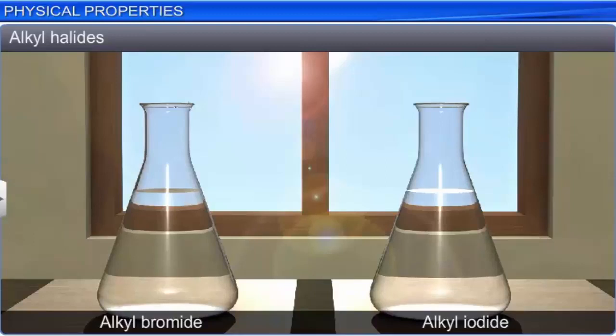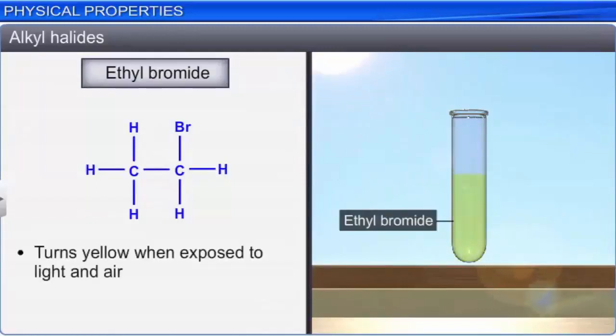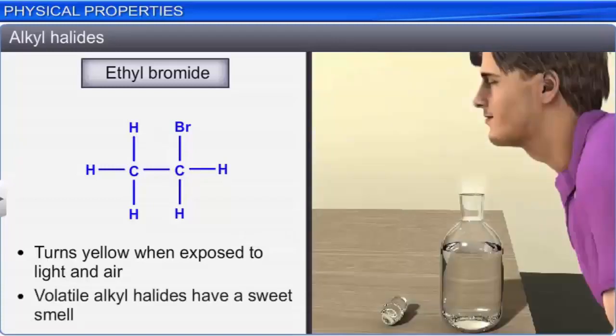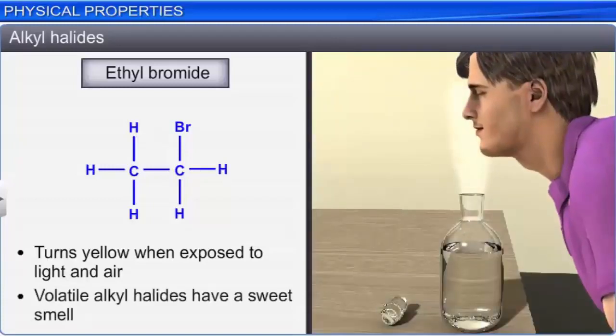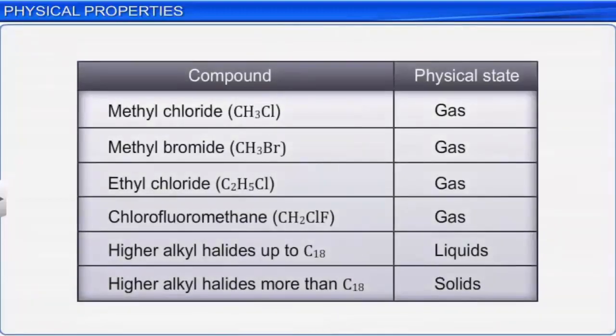The alkyl bromides and alkyl iodides may develop a color when exposed to light. For example, ethyl bromide turns yellow when exposed to light and air. Many volatile alkyl halides have a sweet smell, but this may not be noticeable unless the concentration is relatively high. Lower alkyl halides, including methyl chloride, methyl bromide and ethyl chloride, as well as some chlorofluoromethanes, are gases at room temperature. Higher alkyl halides are liquids or solids.